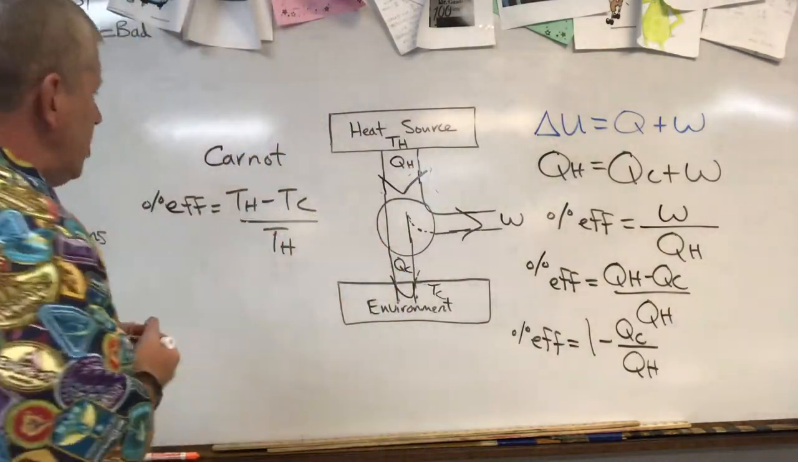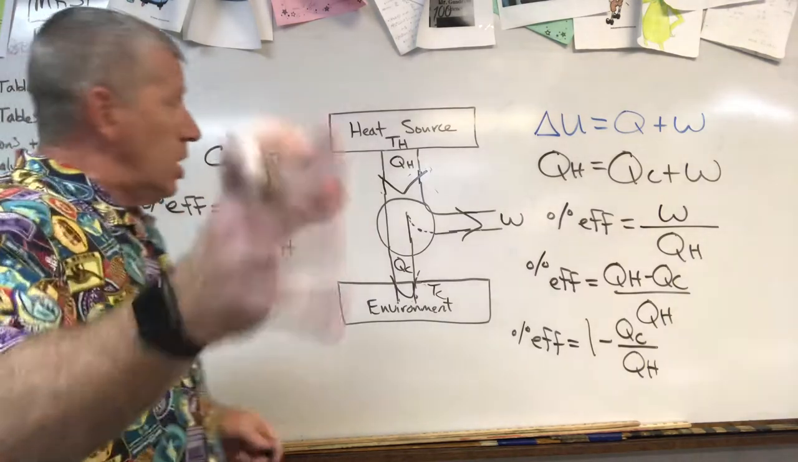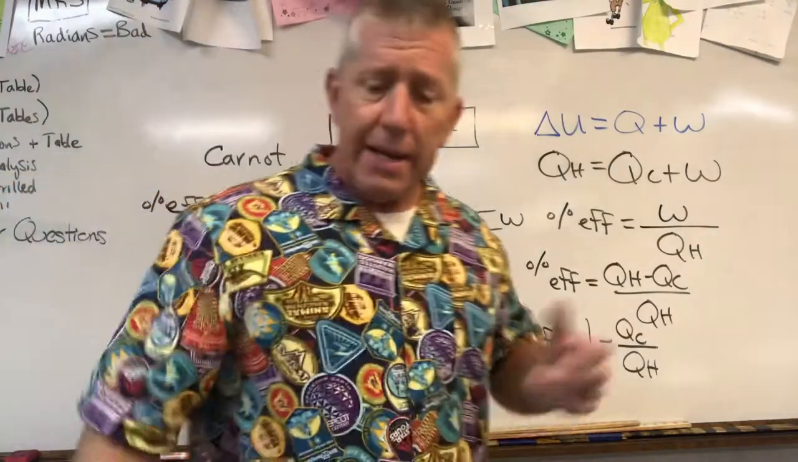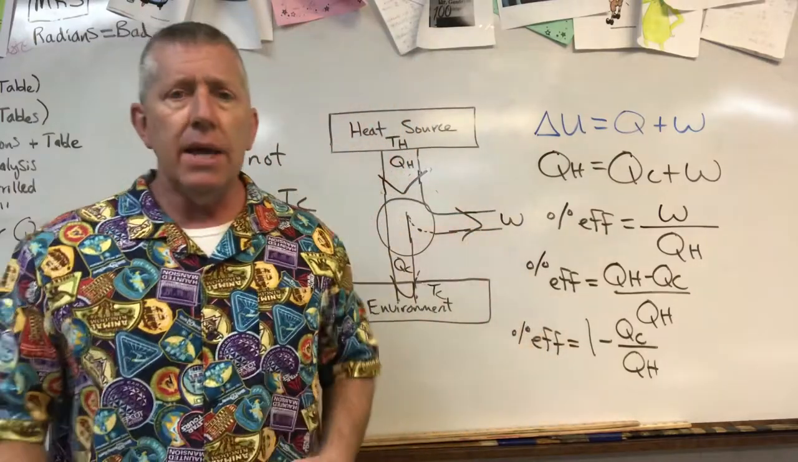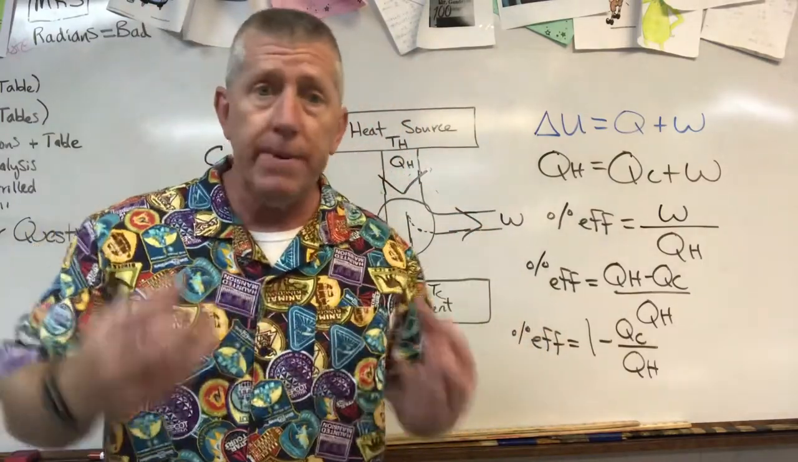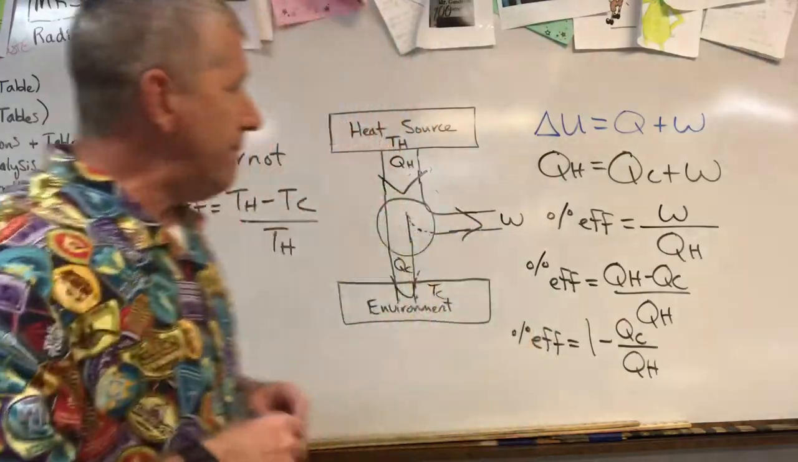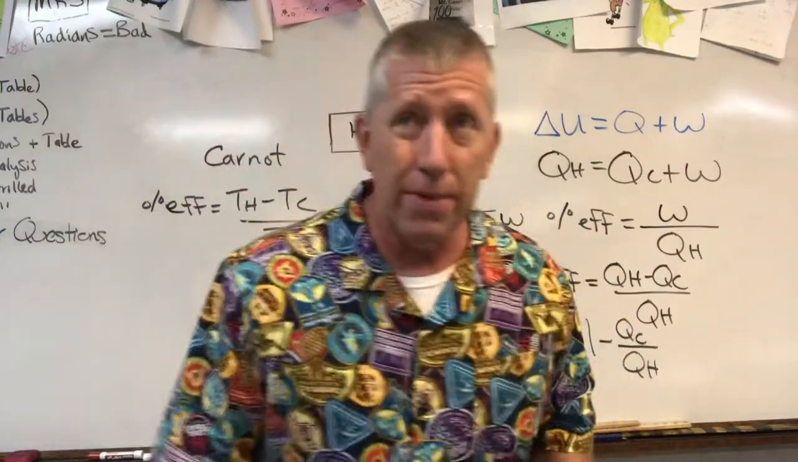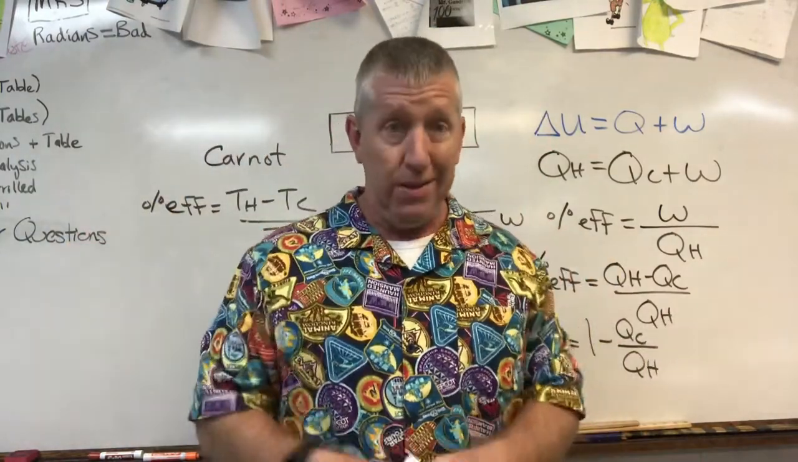Now, let's do an example here. Let's talk about efficiencies of engines. If I were to ask you, how efficient is a typical automobile engine? What is the percent efficiency of an automobile engine? That means what percent of the gasoline's energy, you get like 1.3 billion joules of energy in a gallon of gasoline when it combusts. That's a lot of energy.